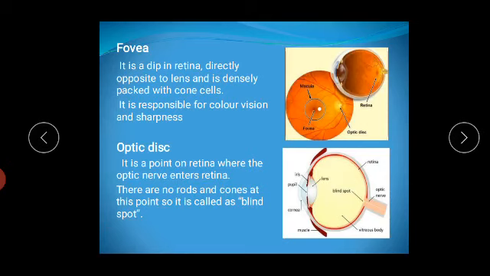Okay students, this is about the main 3 layers of the eye. In the next lecture we will discuss the chambers of the eye, how the image forms within the eye, and the disorders of the eye. And students, you have to practice this diagram to learn about all these layers. If you practice it by yourself, then it will become very easy for you to learn all these names and all these terms.